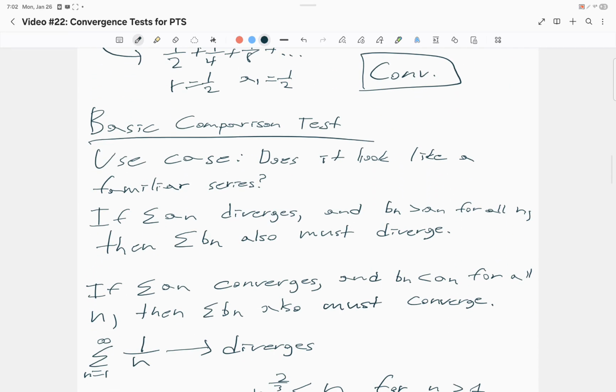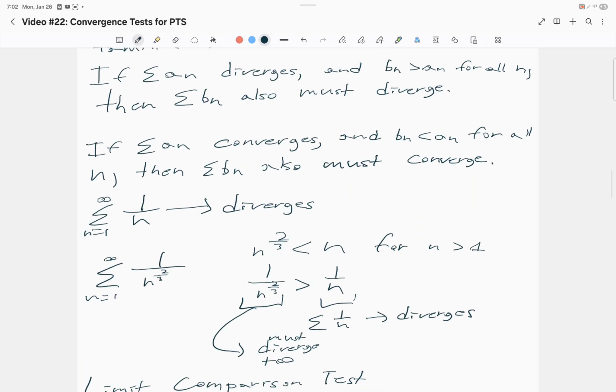This is when you would use the basic comparison test: if the series you're presented with looks sort of similar to something you already know, or the series is always going to be greater than or less than something you know.